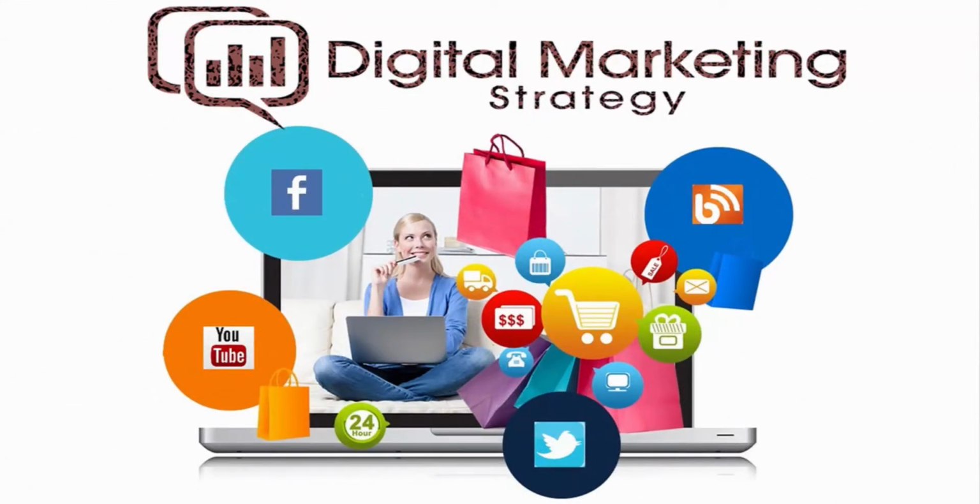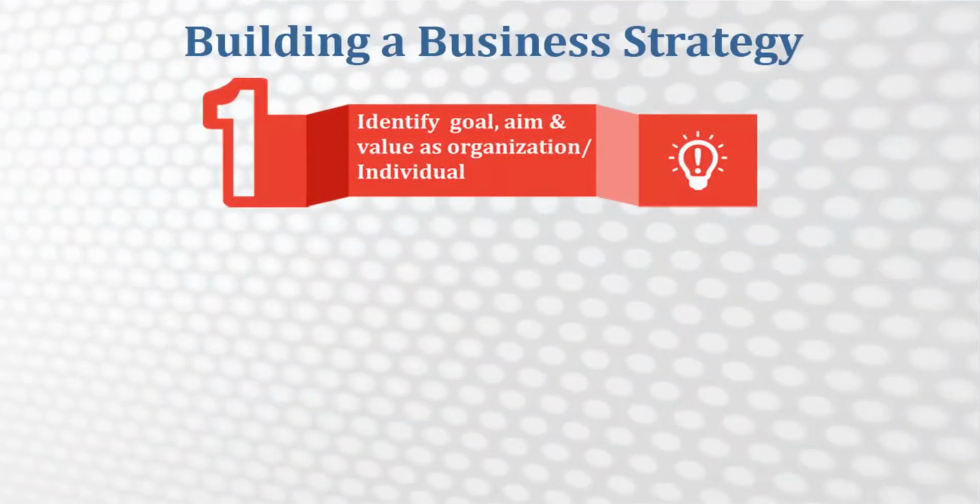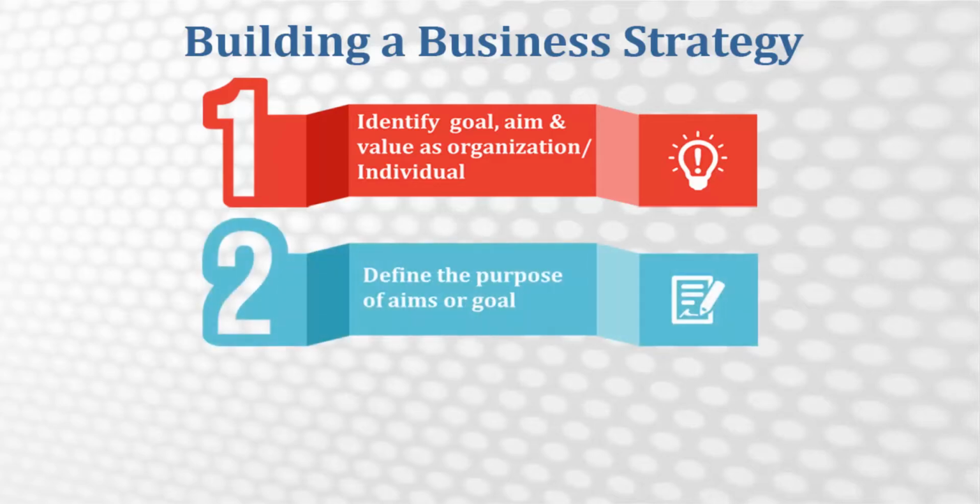Moving ahead to the second phase of digital marketing, where we will be seeing the different parameters which include digital marketing strategy. Let us start with building a business strategy. Before starting a business, an organization should have some goals in mind. For example, what product promotions they will be using, what the aim of the organization is, and the value added services which will be given to the customer as well as to the consumer.